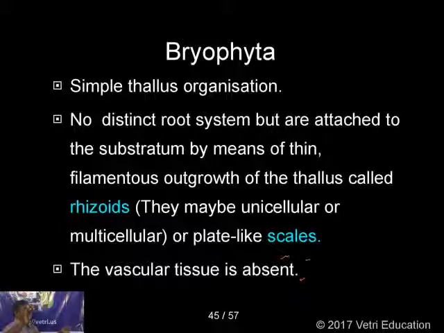Next, the plant thallus. This thallus organization is very simple with no distinct root system, but they are attached to the substratum by means of thin filamentous outgrowths of the thallus called rhizoids. They are just like root-like structures. They may be unicellular or multicellular, or in addition to these rhizoids, some scales are also found for protection. The vascular tissue is absent. Here you can find no xylem, no phloem.